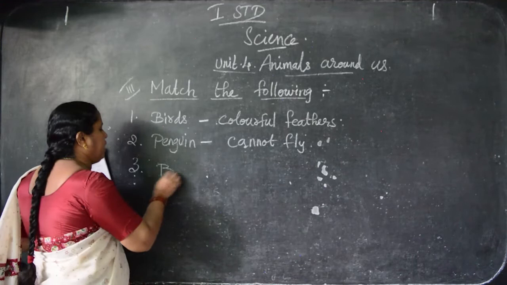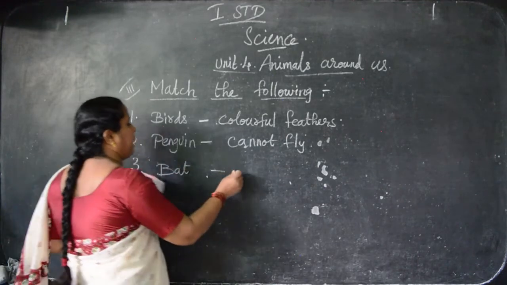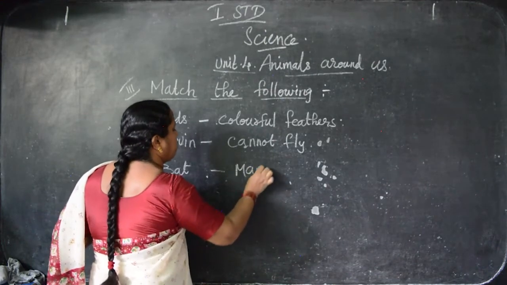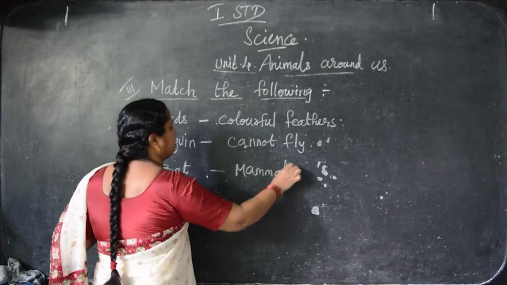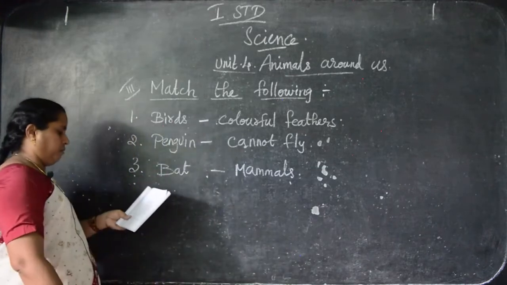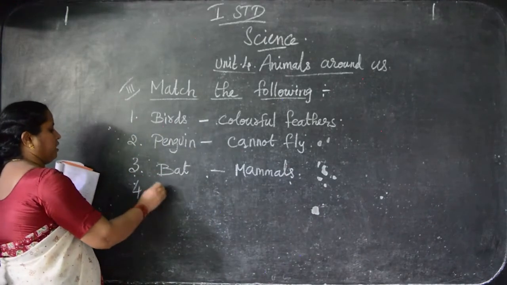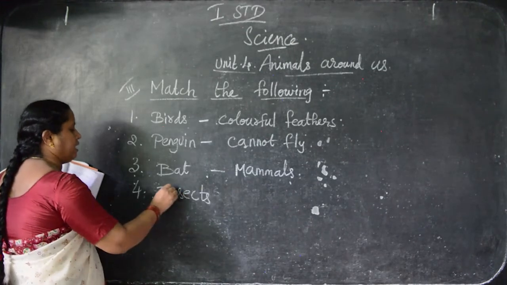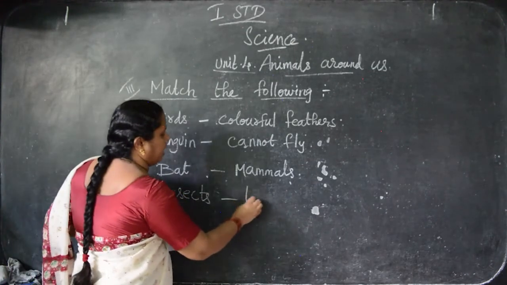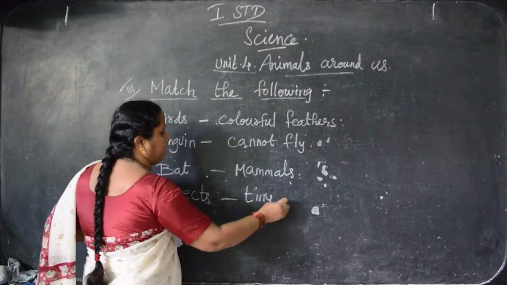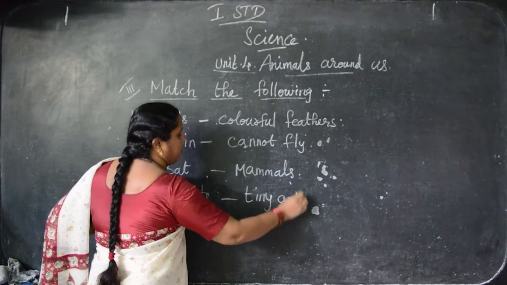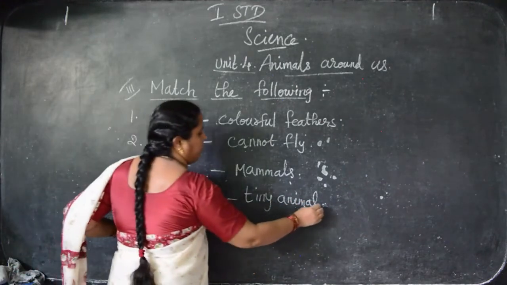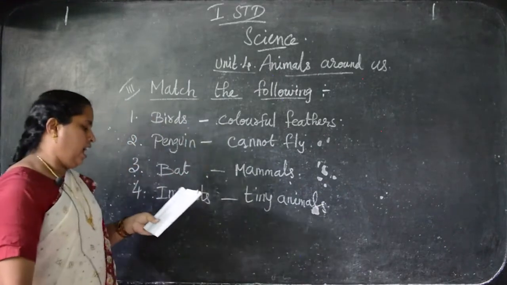Bat. B-A-T. Bat. Mammals. M-A-M-M-A-L-S. Mammals. Then fourth one. Insects. I-N-S-E-C-T-S. Insects. Tiny animal. T-I-N-Y. Tiny animal. A-N-I-M-A-L-S. Animals. Insects. Tiny animals.